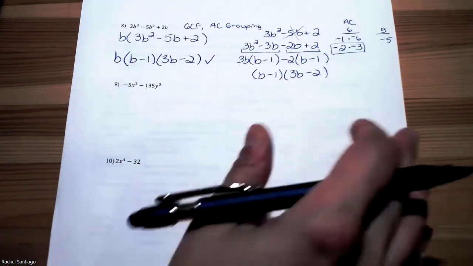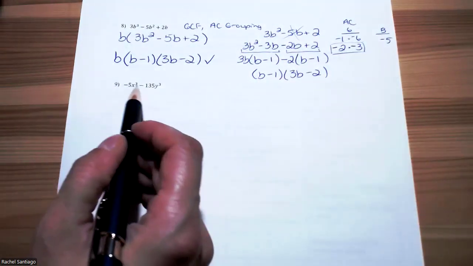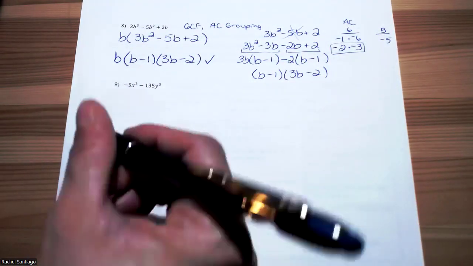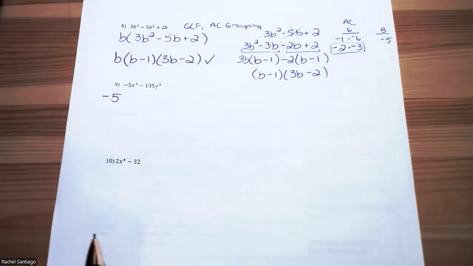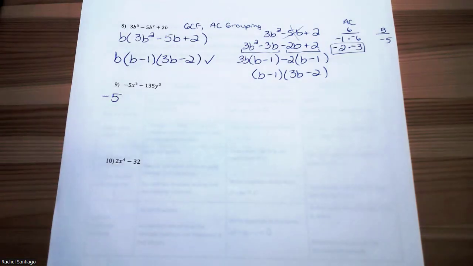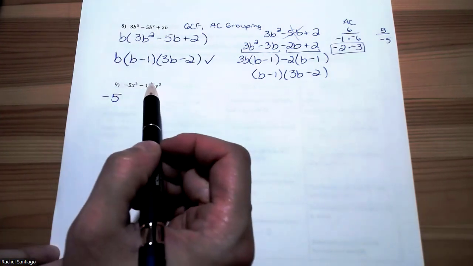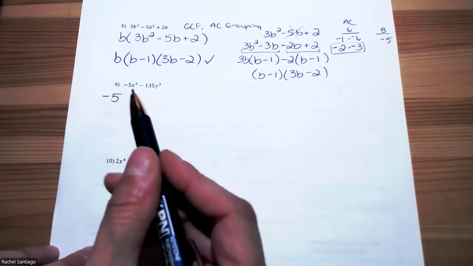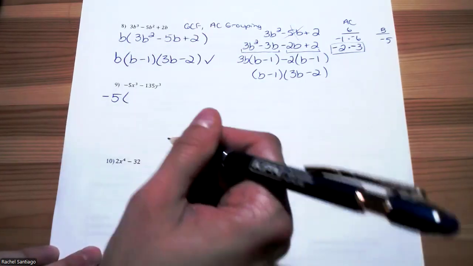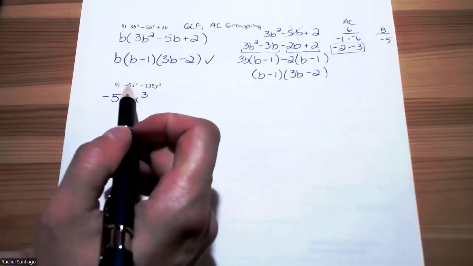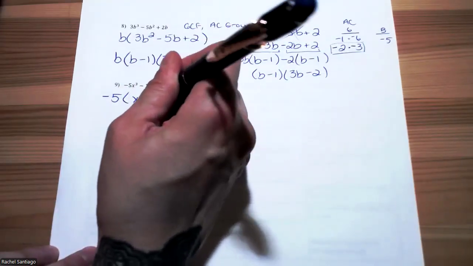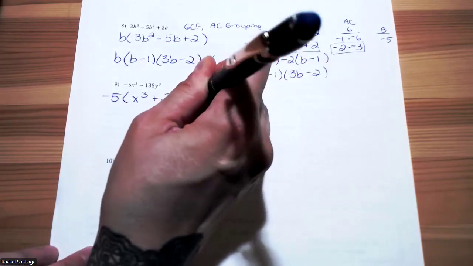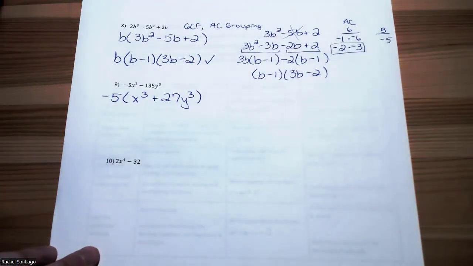All right, we definitely have a GCF this time, and we have a leading negative. So I'm going to factor out negative 5. It's going to be helpful. Take your calculator, double check to see what you're left with when you divide that negative 135 by the negative 5. So we are left with, in parentheses, x cubed plus 27y cubed. Super cool.